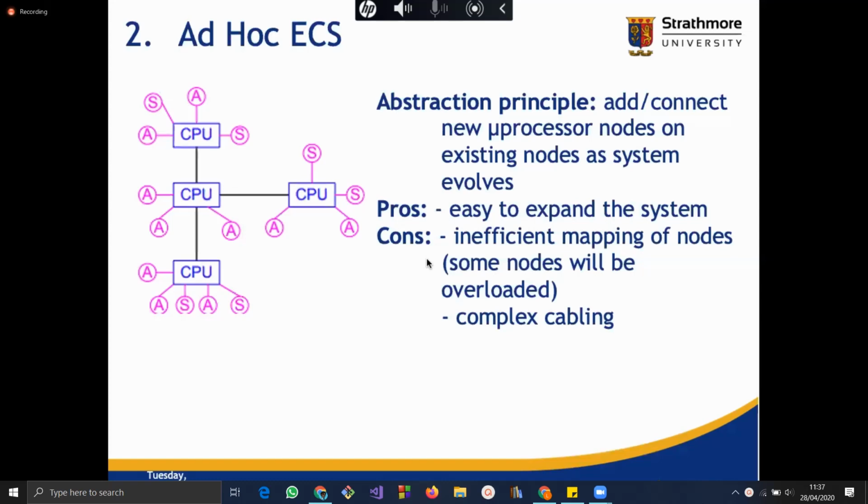Can CPUs share sensors and actuators? No, they cannot. For example, this sensor here cannot be shared by this CPU. This sensor can only be used by the CPU it's attached to. You can write a program that allows one CPU to control the sensor of another CPU. It's possible, but using it, no, I don't think so.